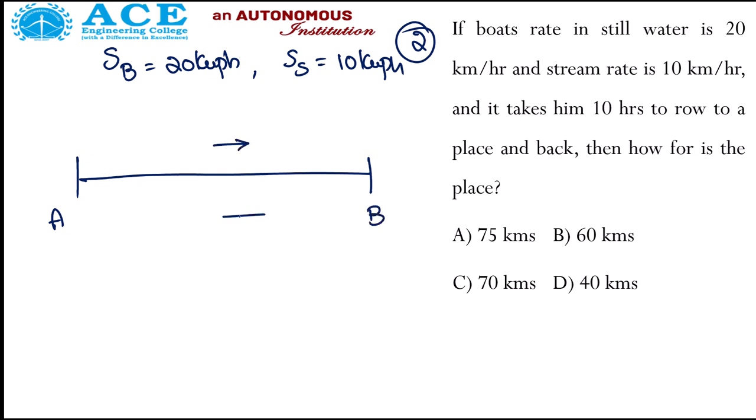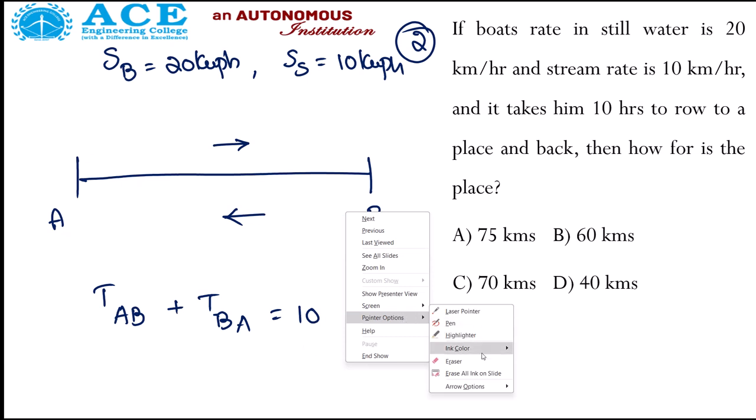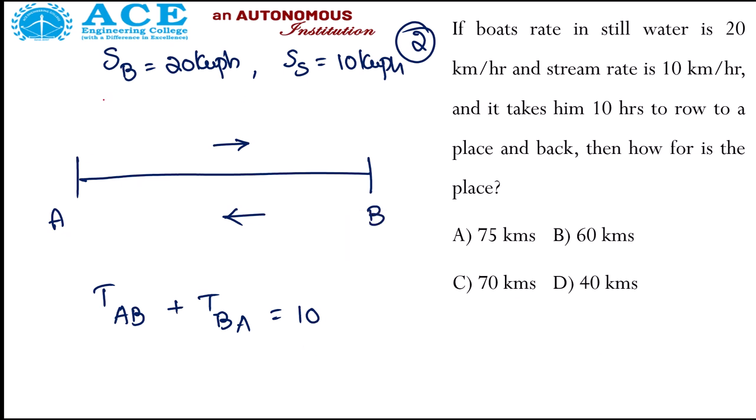For that it takes 10 hours. The time taken to move from A to B plus the time taken to move from B to A totally equals 10 hours. Now the question is, what is the distance between A and B, such that you go to a place and return and the total timing is 10 hours only?